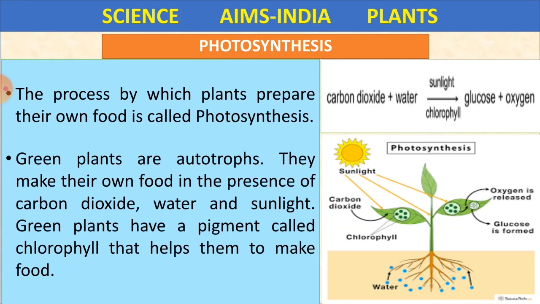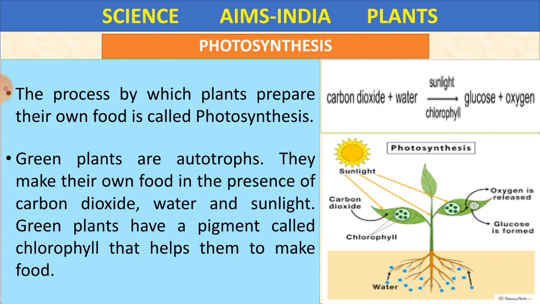So here, green plants are autotrophs. They make their own food in the presence of carbon dioxide, water and sunlight. Green plants have a pigment called chlorophyll that helps them to make food. So as we said, green plants are autotrophs. Auto in the sense nothing but self. So they make their own food.